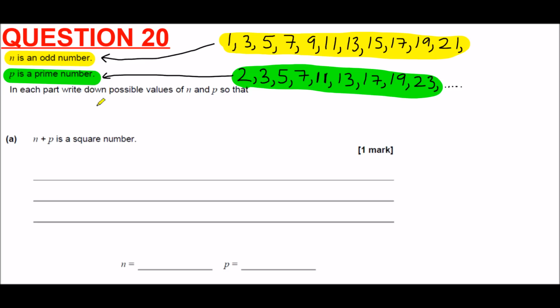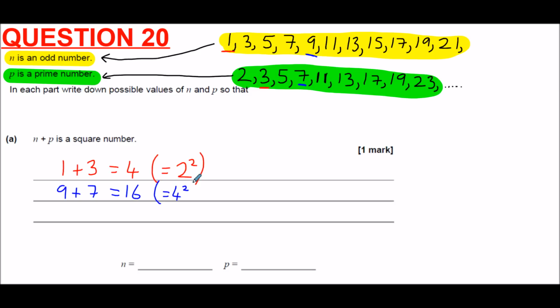So one thing we could pick, just looking at this, we could go for 1 and 3. Because 1 plus 3 equals 4, and 4 equals 2 squared. There's different options as well. I mean, we could have also picked, let's have a look, for example, 9 and 7, because 9 plus 7 is 16, and 16 is the same as 4 squared.